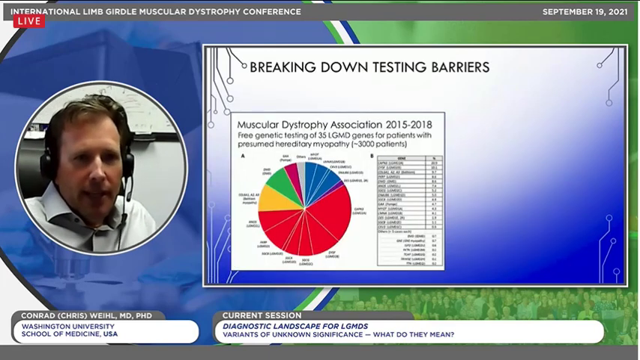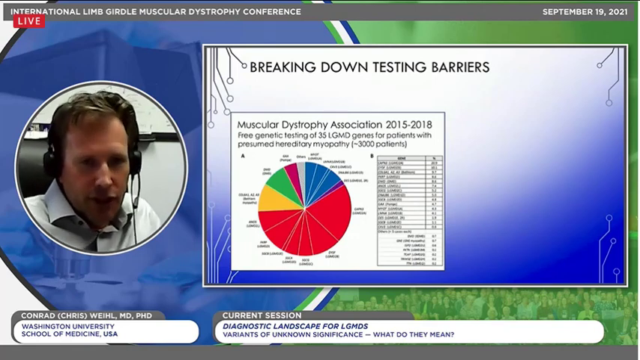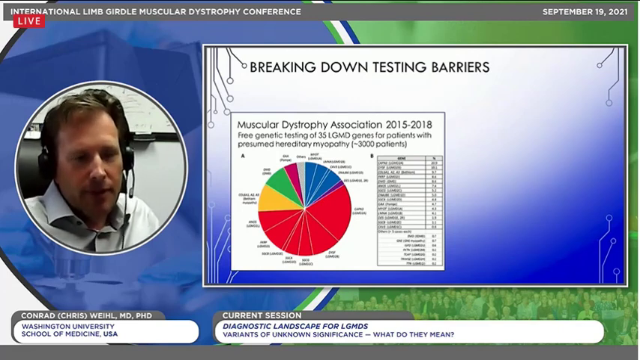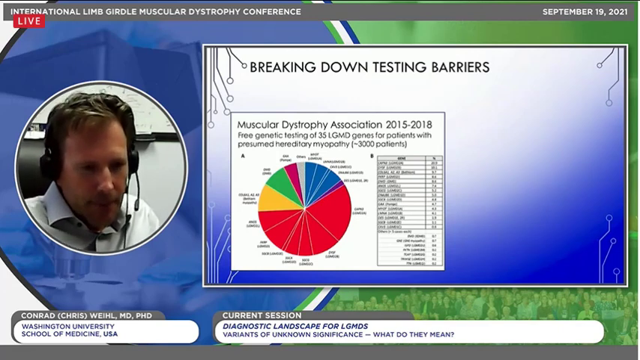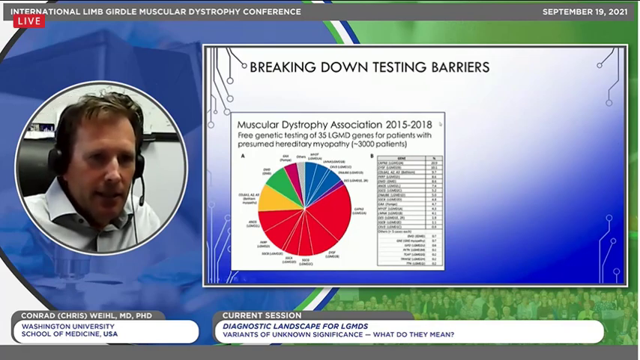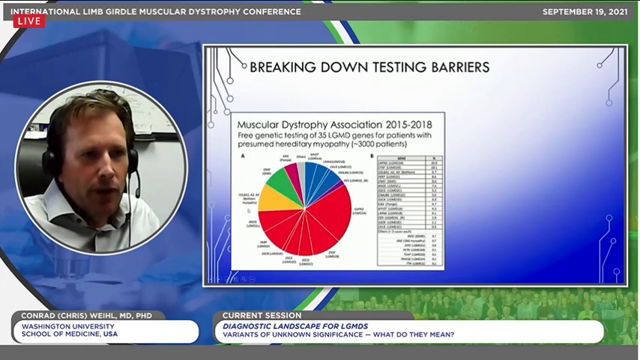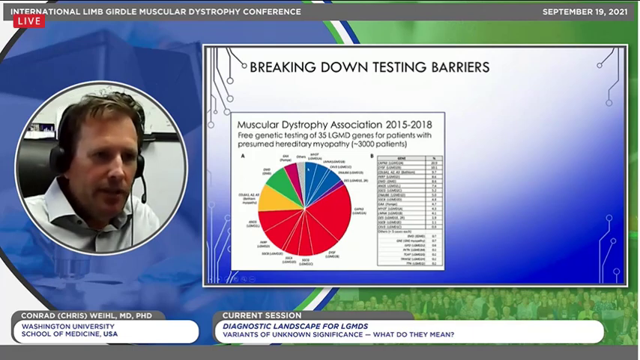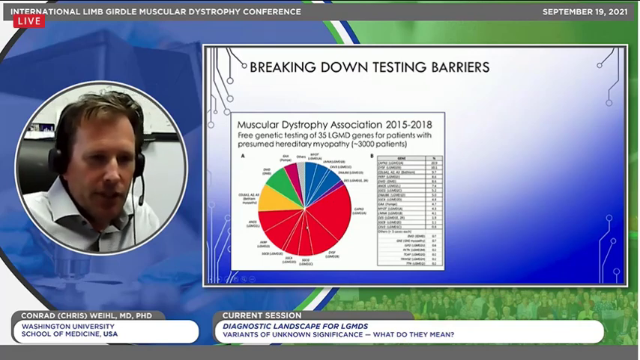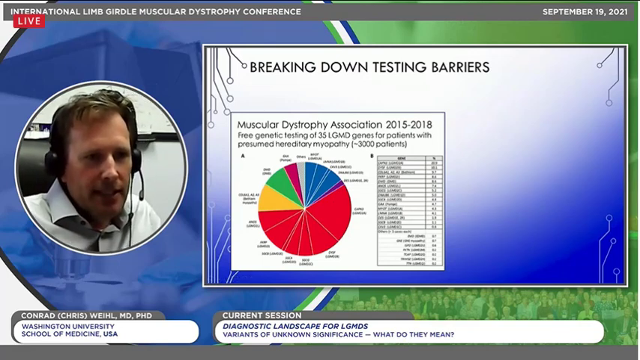So in thinking about breaking down test barriers, I really give credit to the Jane Foundation as well as the Muscular Dystrophy Association, where they started offering free genetic testing programs in MDA clinics. And I think this is a great figure where they're able to show the breakdown of the different types of muscular dystrophies that occurred in patients seen in these clinics.